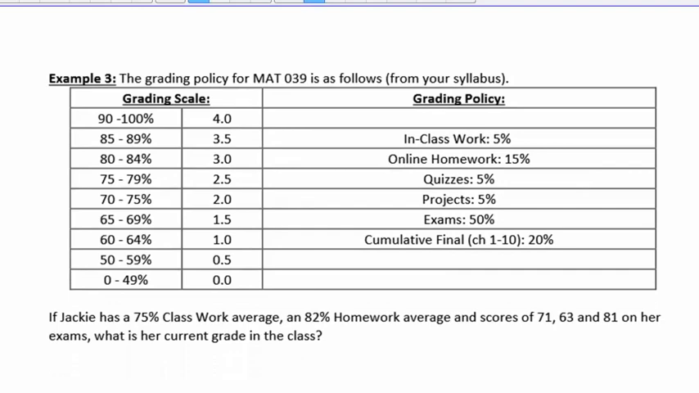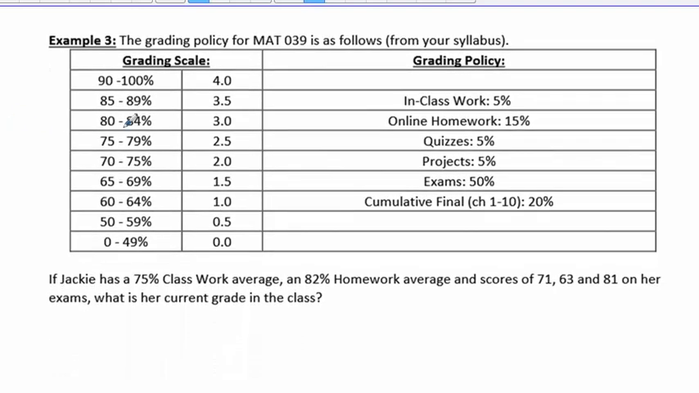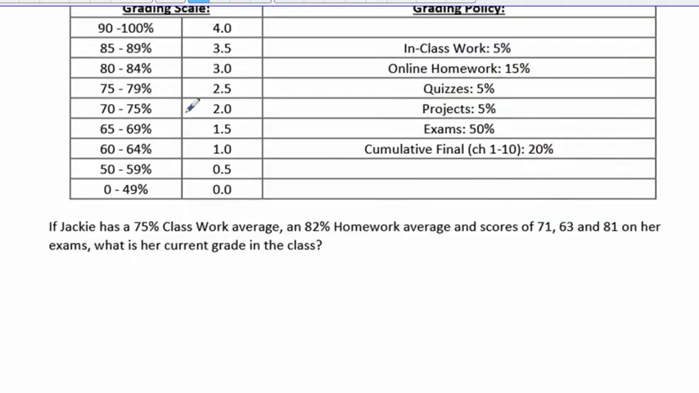Another common use of weighted averages is calculating grades. In a Math 039 class, classwork is worth 5%, homework 15%, quizzes 5%, projects 5%, exams 50%, and the final 20%. Notice that if you add all of this up, it is equal to 100%. So the question is, if Jackie has a 75% on her classwork, an 82% on her homework, and scores of 71, 63, and 81 on her exams, what is her current grade in the class?